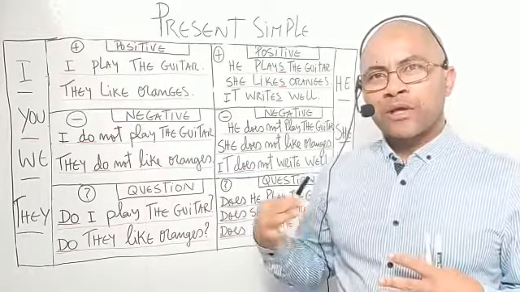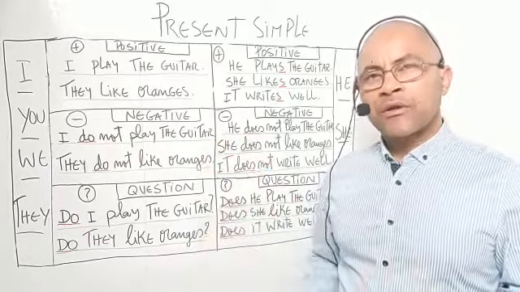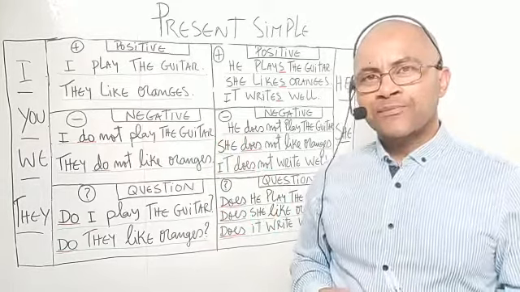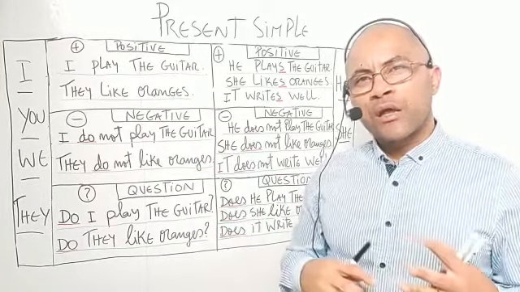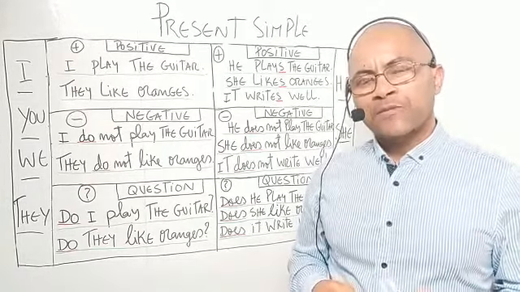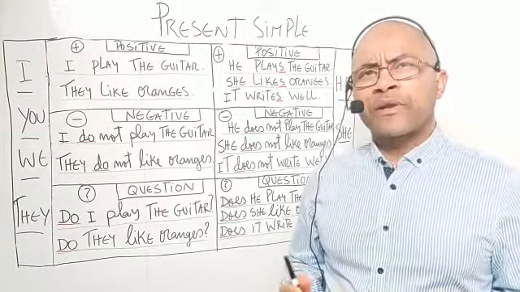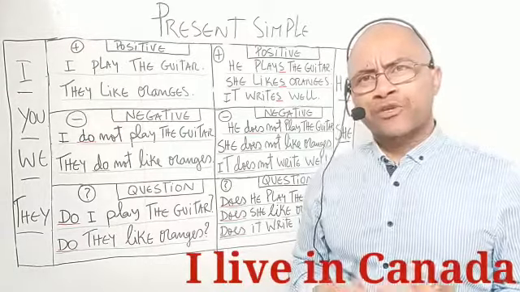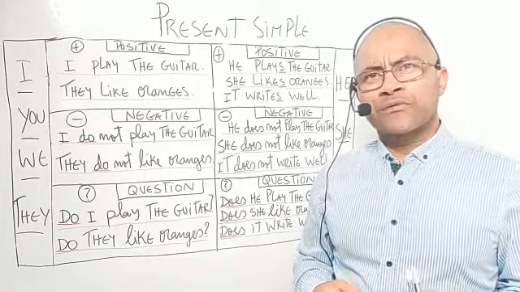Before we look into our examples, before we look at the structure of the present simple, it is wise to say that the present simple is used in many situations in English. For example, a very permanent situation. I live in Canada. This is permanent. We also use it in routines.